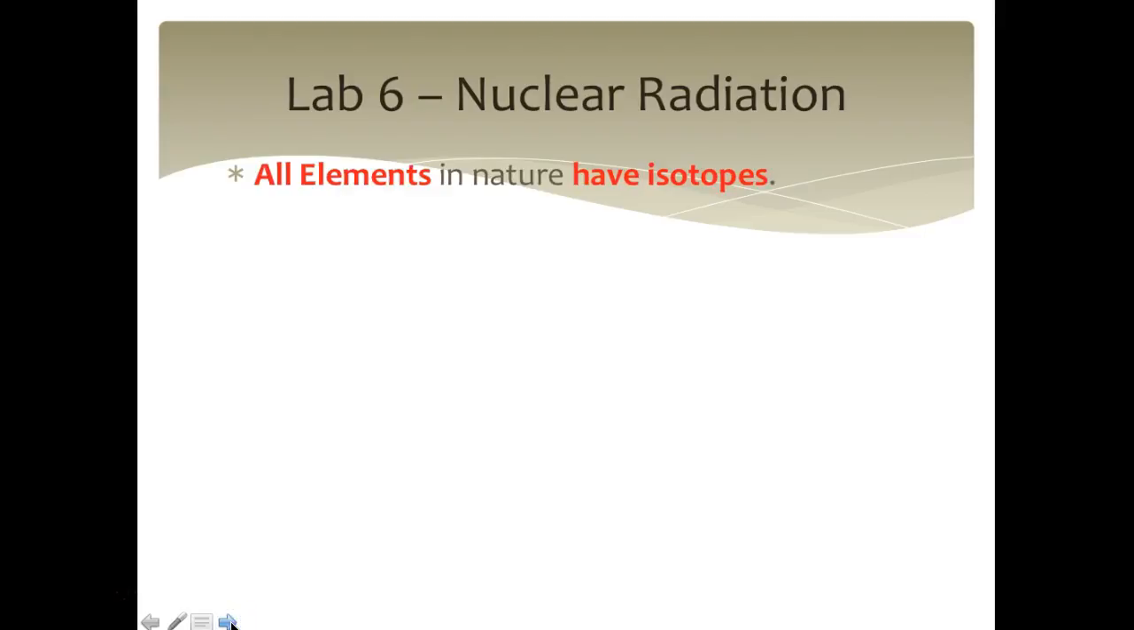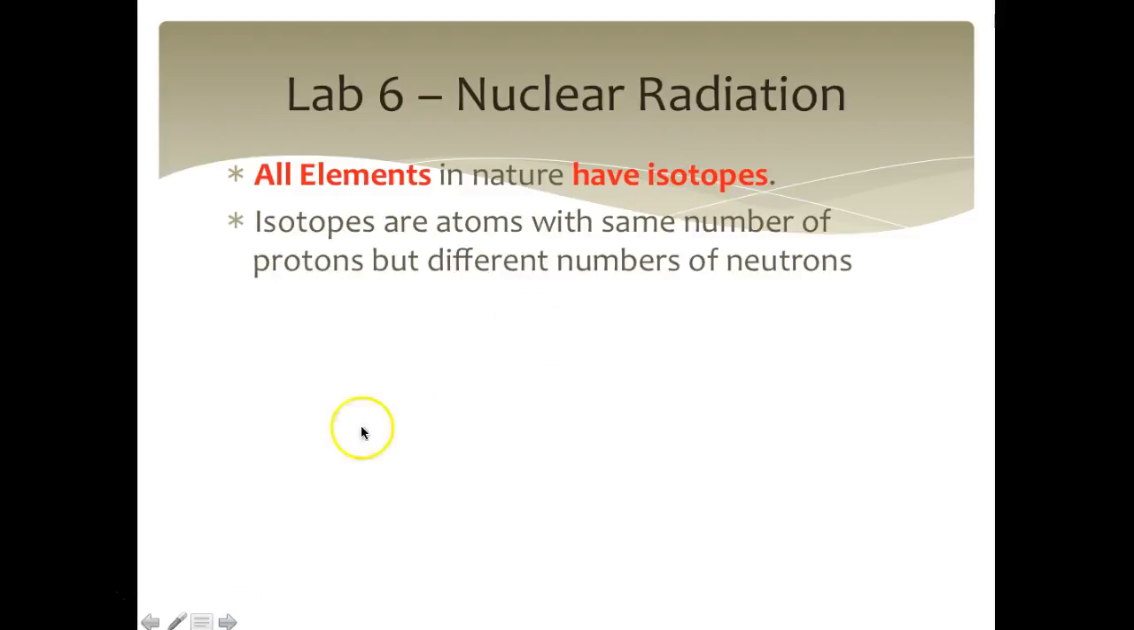All right. Now, all elements have some amount of radioactivity associated with it. Some a lot more than others. Others are a lot more stable. And all elements have isotopes. So how do you define an isotope? An isotope has the same number of protons, all right?